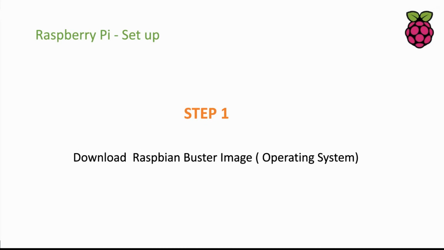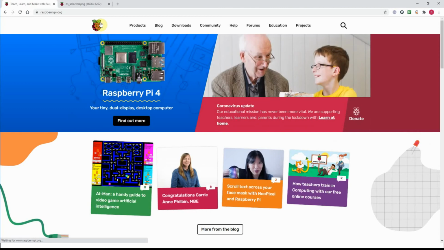Welcome back, everyone. In this session, let's talk about the operating system for Raspberry Pi and how to download it, from where to download it, and other tasks about it. So here is the website which you need to visit to download the most recent Raspbian operating system.